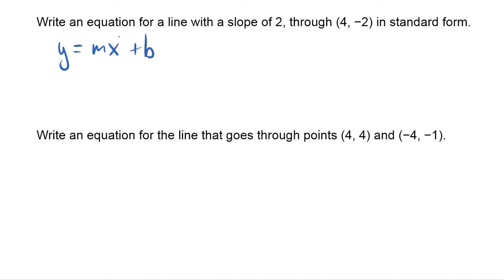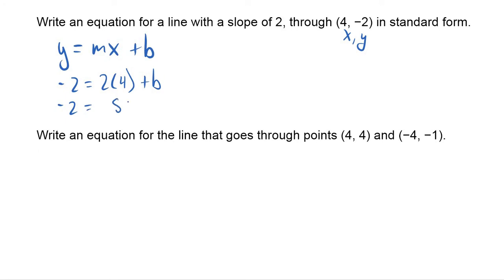y equals mx plus b. Let's plug in what we know. Well, m is 2. This is an x and a y, so let's plug those into the equation. So negative 2 equals 2 times 4 plus b. Notice b is the only thing I don't know. I'm going to figure it out.